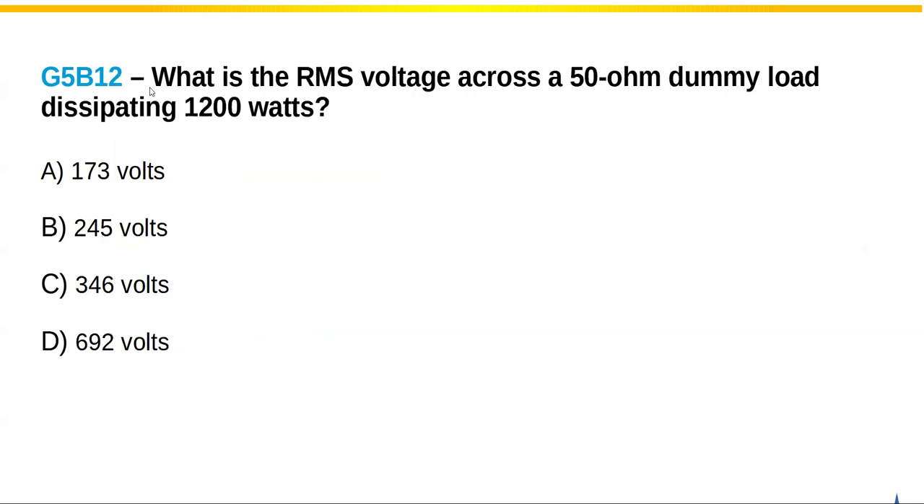What's the RMS voltage across a 50 ohm dummy load dissipating 1200 watts? You've got your linear cranked up to 1200. What's the voltage out there?